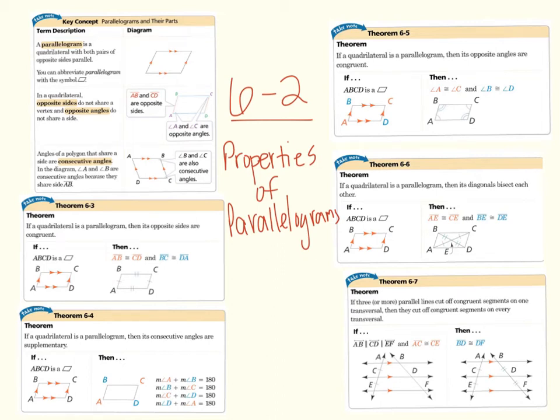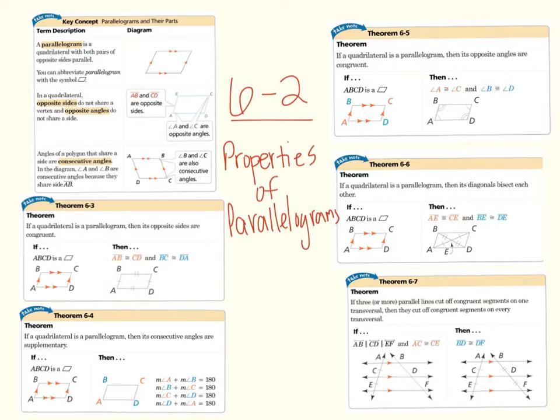Hey guys, this lesson's going to be over 6-2, Properties of Parallelograms. Last week we talked about polygons in general, and we learned about finding the sum of the interior angles, finding one interior angle, and then also finding the sum of the exterior angles and then one exterior angle.